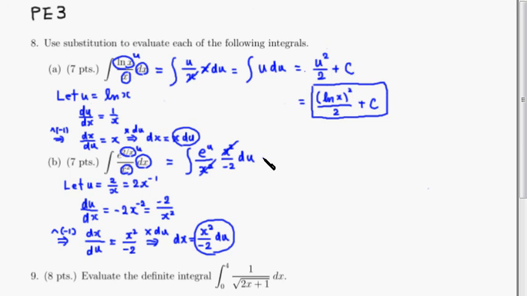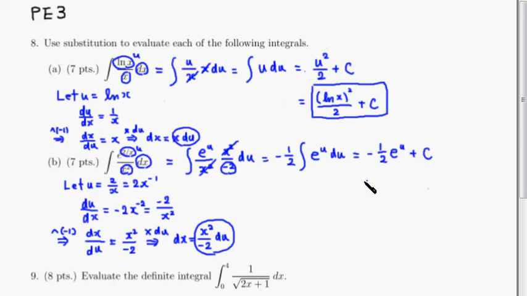And what you get is, there's negative 2 here, so it's a negative 1/2. Then you have an integral of e to the u du. Then the antiderivative of that is going to be exactly the same thing. So it's going to be negative 1/2 e to the u plus some constant c.